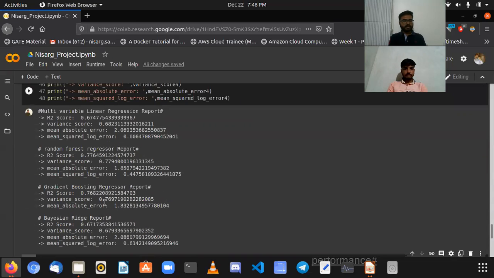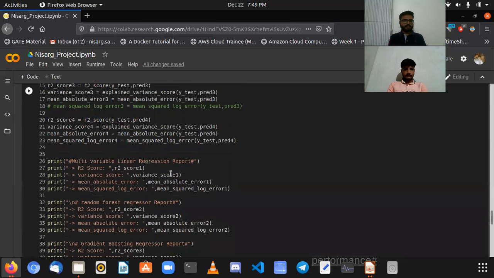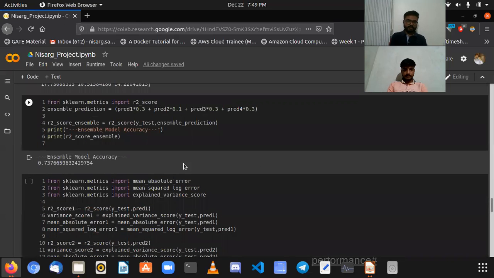And here are all the values of R2 score, variance score, mean absolute error and mean squared log error of all the regression techniques. So the main aim is that we can predict the best possible outcome of this. We can increase the accuracy by changing the y equals mx plus c equation, which is basically using linear regression. Thank you.